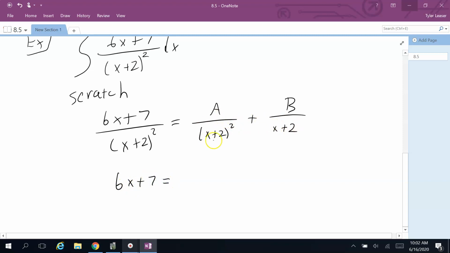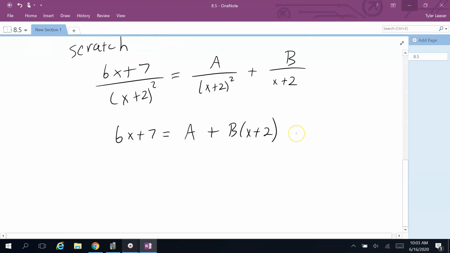Multiplying it on the right-hand side onto this first fraction, it cancels. Onto the second fraction, one of the x plus 2's cancel. The other one's going to be multiplied onto the b. All right, so at this point, there's a couple different ways to find the a and the b, two main ones. One way is just to try different x values until you can separate the a and the b.